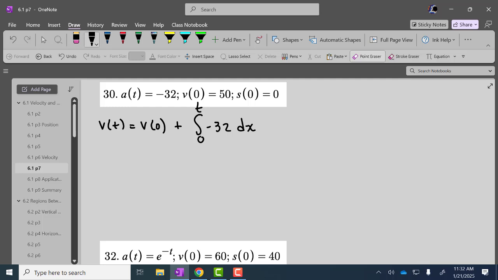So that is our setup for the fundamental theorem of calculus method. Initial velocity plus the net change in velocity. So v of 0 is 50. And then this becomes minus 32 as a constant comes to the front. We're integrating with respect to x. So the integral of dx is x. The integral of dx is x. So we're going to have that.